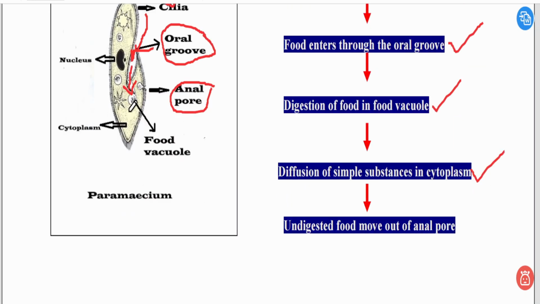So similar to the amoeba, here also diffusion of simple substances in the cytoplasm takes place. Afterwards, what happens? Undigested food moves out of the anal pore. So here, whatever undigested food is left, that will go out through the anal pore.